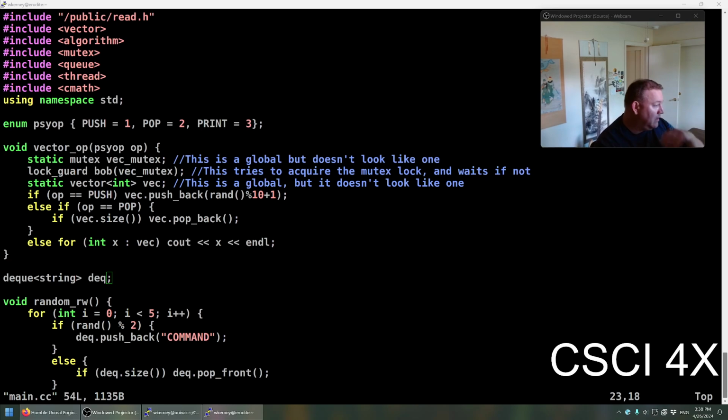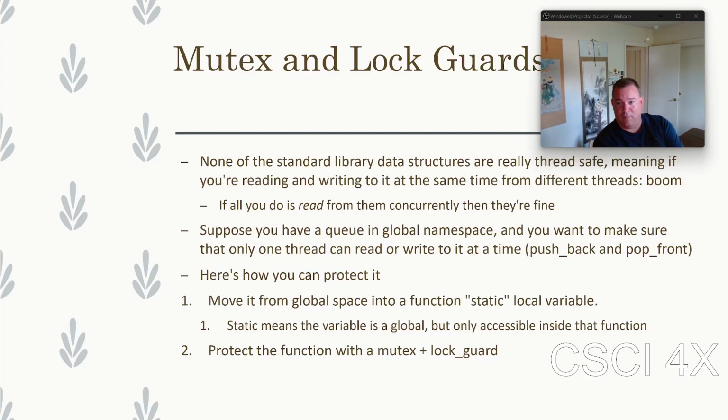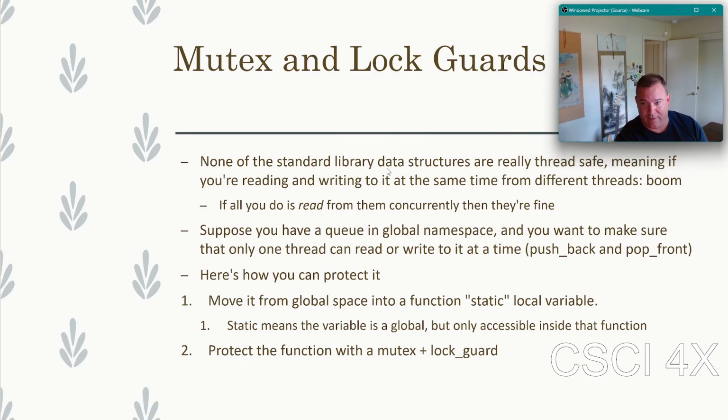Okay. So the way that we protect it is by using mutexes and lockguards. Okay. And none of the standard library data structures are thread safe. They're thread safe if all you do is read from them. And I don't mean read from them like pop front. I mean, if all you're doing is just doing front, like getting the first value, it's fine. Anybody can read without changing it safely. That's fine. But if anybody's writing to it at the same time, explosion, right? Maybe explosion. That's the worst part.